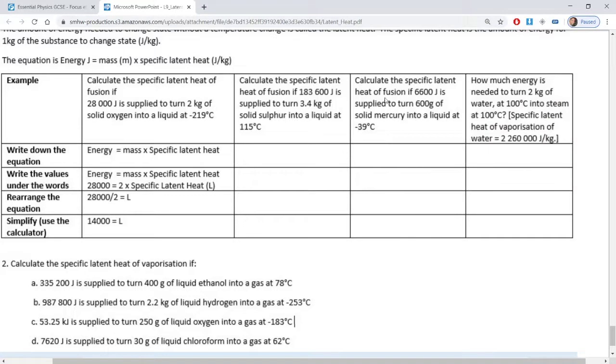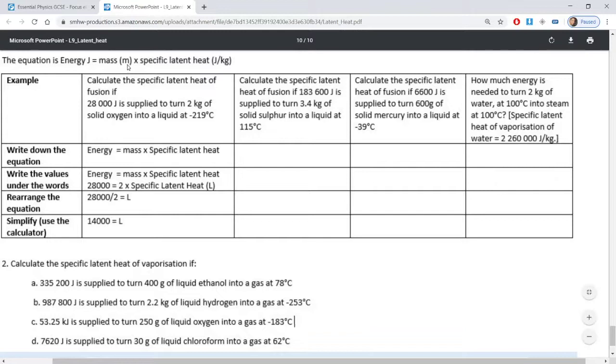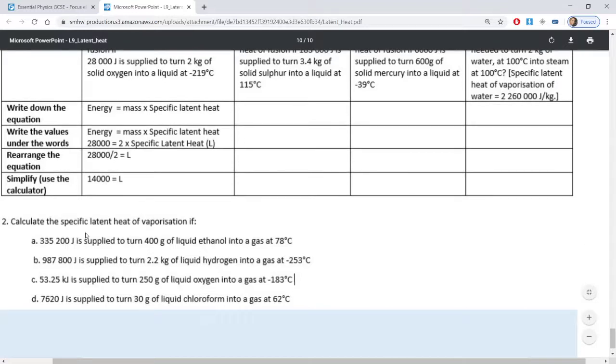So there are two more questions that take you through it step by step. You be careful with this one. That says 600 grams. You always work with mass in kilograms, so you'll need to do a little conversion there. And then there are 4 more questions down here. Again, be careful. We've got 400 grams, 250 grams, 30 grams. And this one here is in kilojoules.